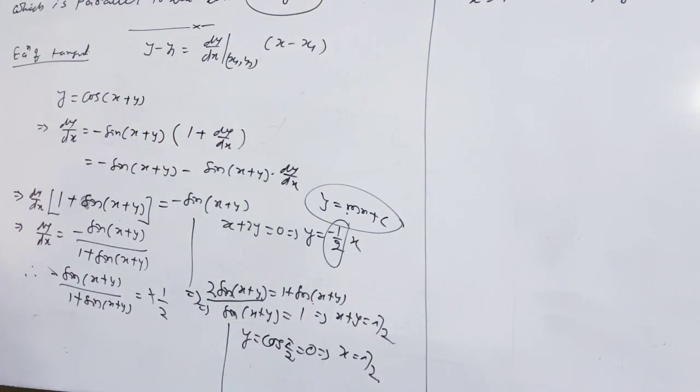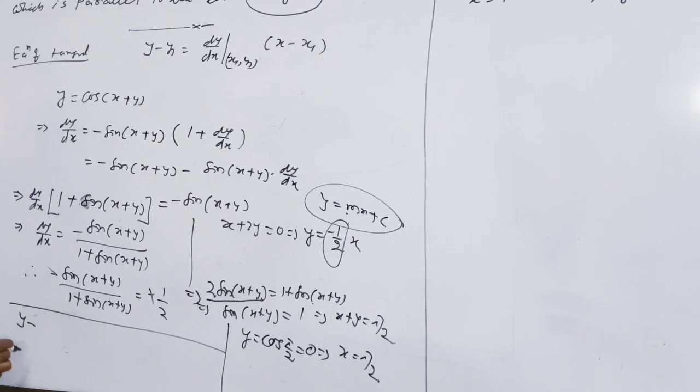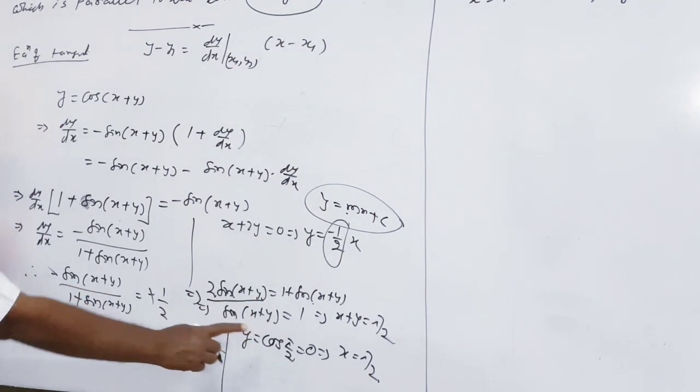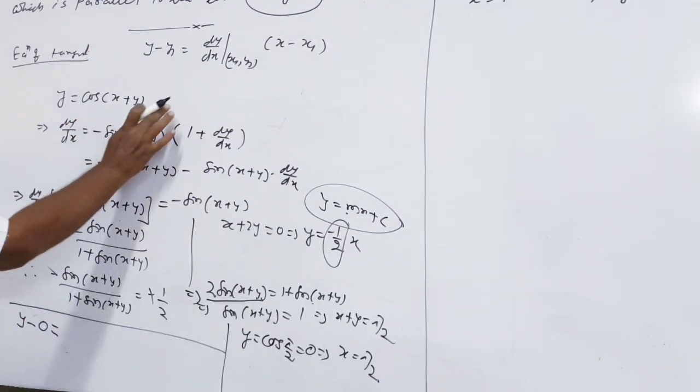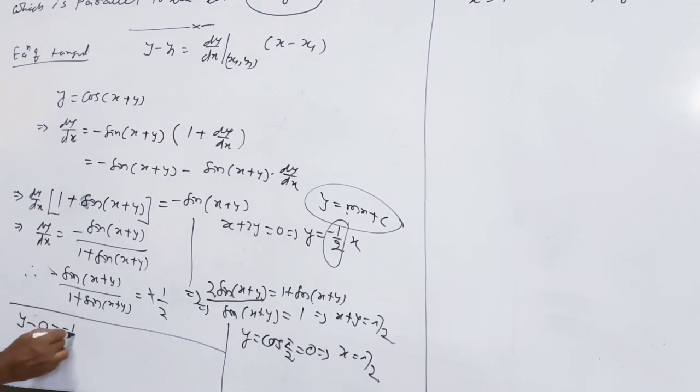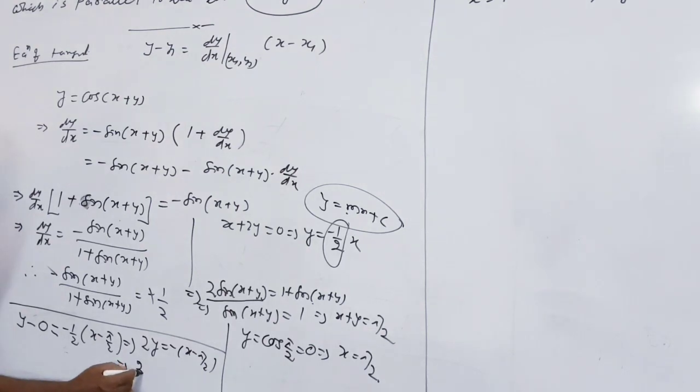Therefore, use the formula. The equation of the tangent equal to y minus y1. What is y1? It is 0. What is the slope? It is minus 1 by 2 into x minus pi by 2, or 2y equal to minus of x minus pi by 2, or 2y plus x equal to pi by 2. Now this is the answer, the equation of the tangent.